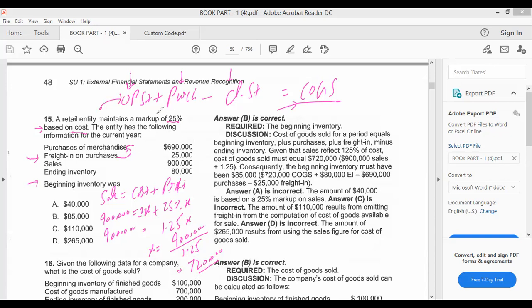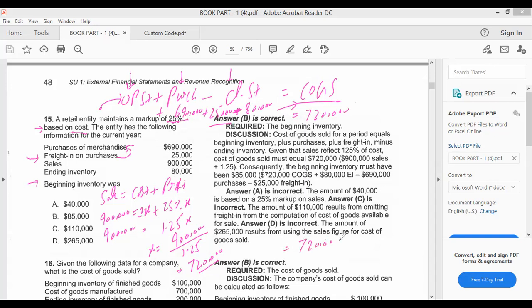So now, students, you have all the values, and you just need to fill in the equation to get the value of opening stock. What will happen? Purchases we have 690,000. The direct cost you will add here, which is 25,000. Closing stock you are subtracting in this equation, which is 80,000. And on the other side you have the cost of goods sold, 720,000.